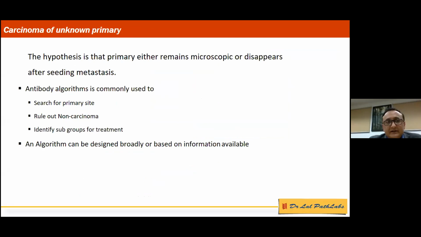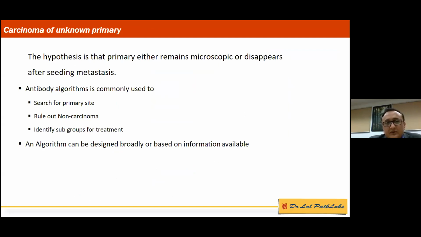Now, coming directly to our topic of today, which is carcinoma of unknown primary, which has already been defined as the primary, where the primary remains microscopic or disappears after seeding the metastasis. So how does immunohistochemistry help us in diagnosing CUP? That is what we will see.